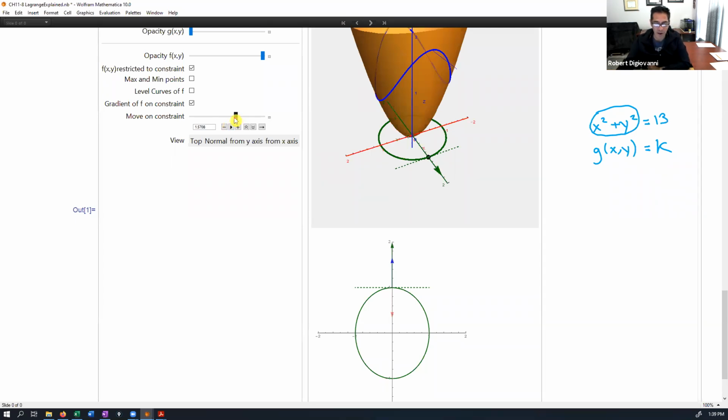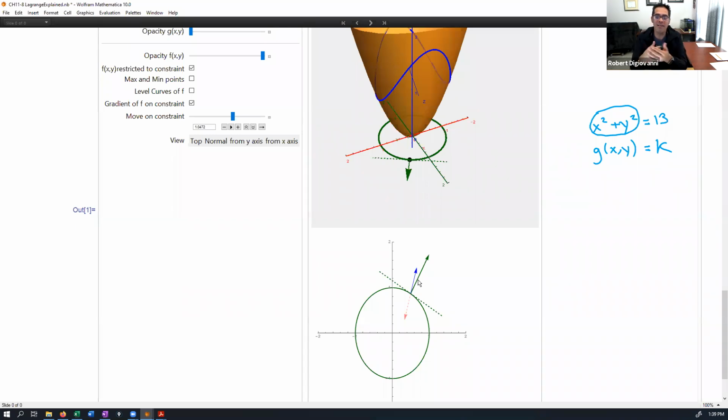Let me back it out. Let me go to the lowest point over here. See, now I'm at a lowest point, and look what happened to the vectors. They're parallel again. If you go anywhere else, they won't be parallel. Now, this is not a formal proof. This is just a visual confirmation of what Lagrange is telling us we can do.